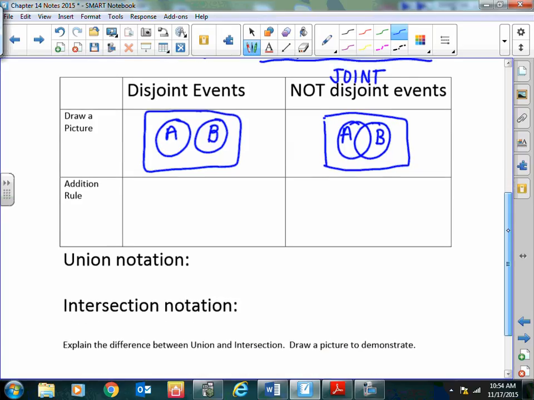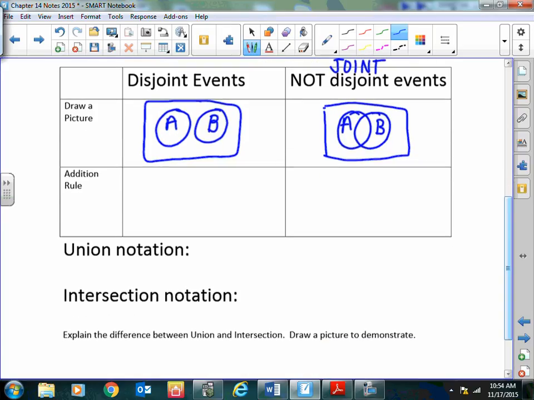Now, in chapter 14, our information is very basic. You have these disjoint events where they're separate from each other. And so we do have this basic addition rule where the probability of A or B, addition is going to be the or word, is just adding the probability of A happening plus the probability of B happening.